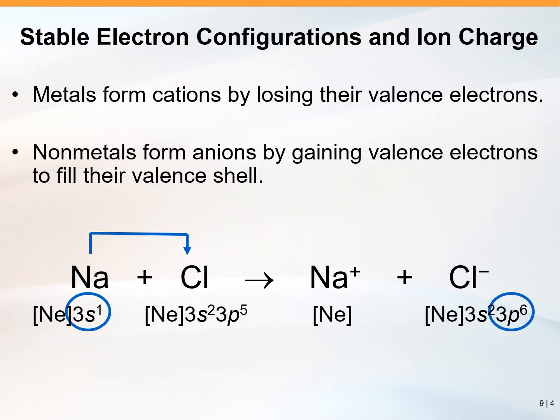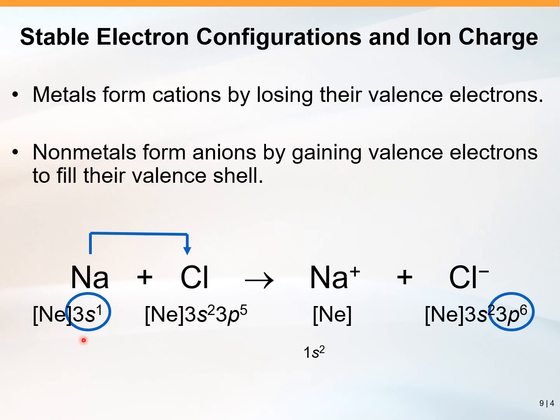You should always remember that metals lose electrons. As a result, they form cations. And nonmetals gain electrons, and they will form anions. Of course, considering the formation of ionic compounds, sodium will lose its one valence electron to chlorine.